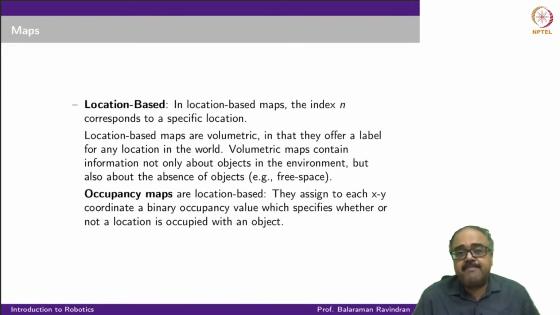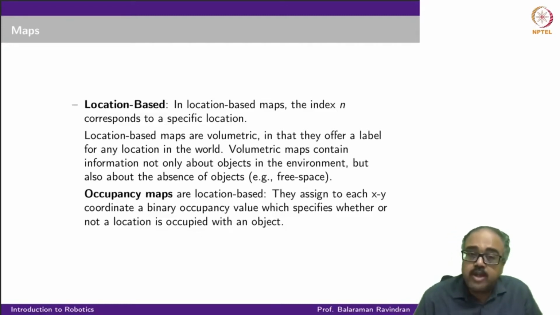Like in a feature-based map, each mi corresponds to a specific object or a specific feature that I want to map, right? In location-based maps, each mi corresponds to a specific location. We call these location-based maps volumetric maps, in the sense that they offer a label for any location in the world. In the feature-based maps, you don't get that. Volumetric maps not only contain information about the actual objects, they also contain information about the absence of objects, for example, free space, right?